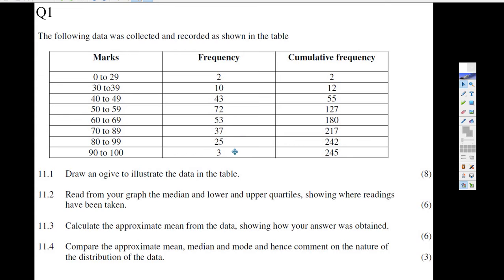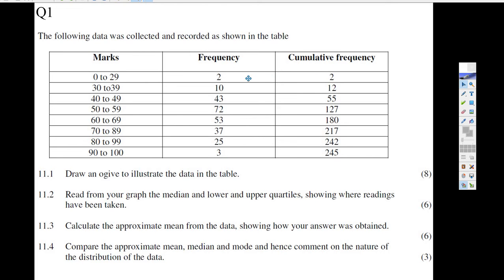They give us a frequency here. From the people that got from 0 to 29, there's 2. 30 to 39 is 10 people. 40 to 49 is 43, and so on. In each interval, in each score, this is how many people got that particular mark.